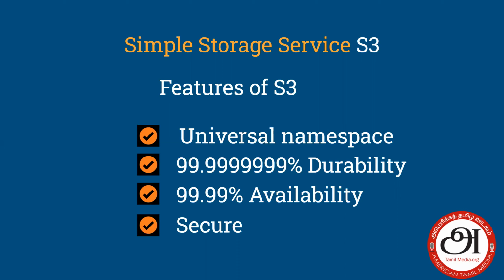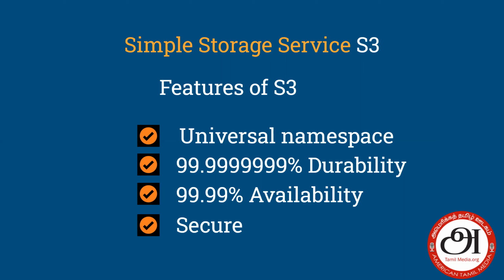In S3, it is accessible throughout the world, wherever you have internet access, and it gives you a unique namespace. Unique namespace means you can compare it with a website address. A website address is unique, like an email address. Similarly, for each of your S3 buckets, you get a universal namespace, and with that name you can access it if you have privilege on that bucket. You can share that bucket with others.